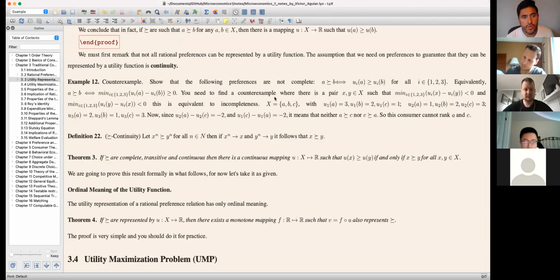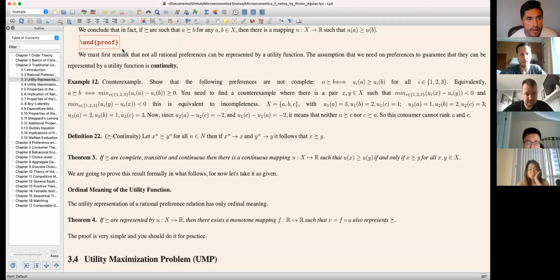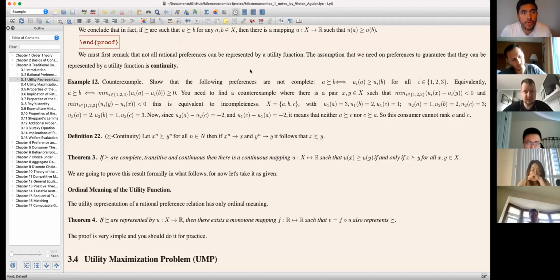So the previous class basically ended with a challenge, right? Trying to show that when you leave the world of just utility maximization, you also lose the properties that we just proved are equivalent to utility maximization in finite choices, which are completeness and transitivity, right?